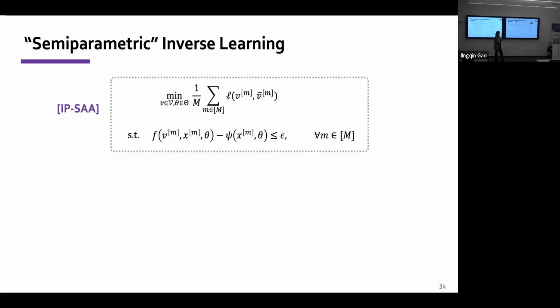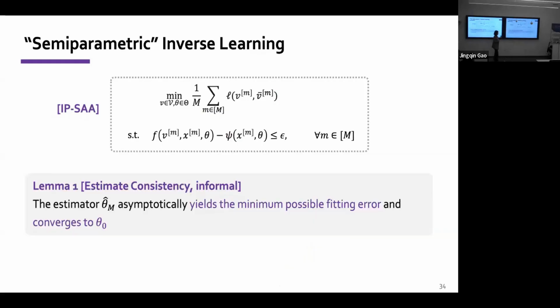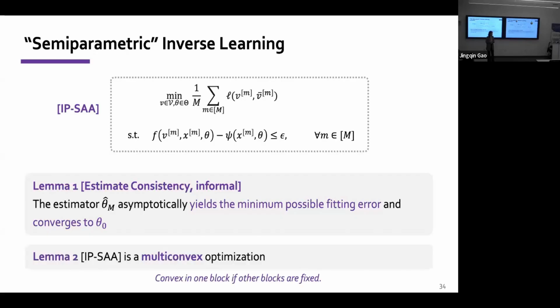So the good things of using these linear combinations of convex spaces and the value function based equilibrium gap is twofold. The first is that under additional technical assumptions, we can indeed show that these estimators can asymptotically yield the minimum possible fitting errors, and under even stronger conditions, they can converge to the true parameters theta. And the second benefit is actually computational.